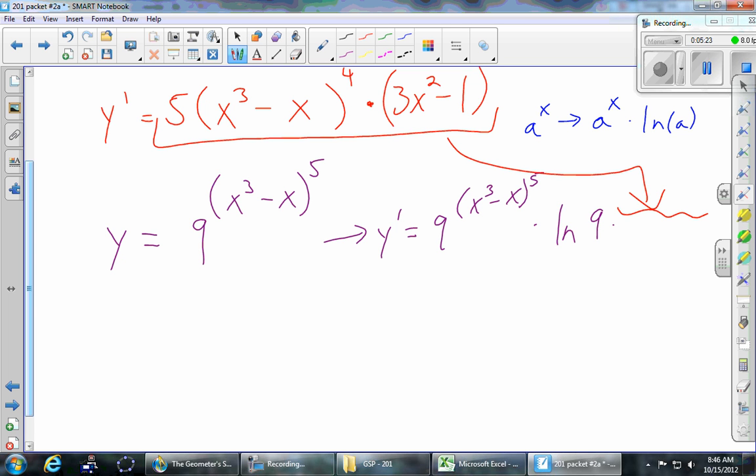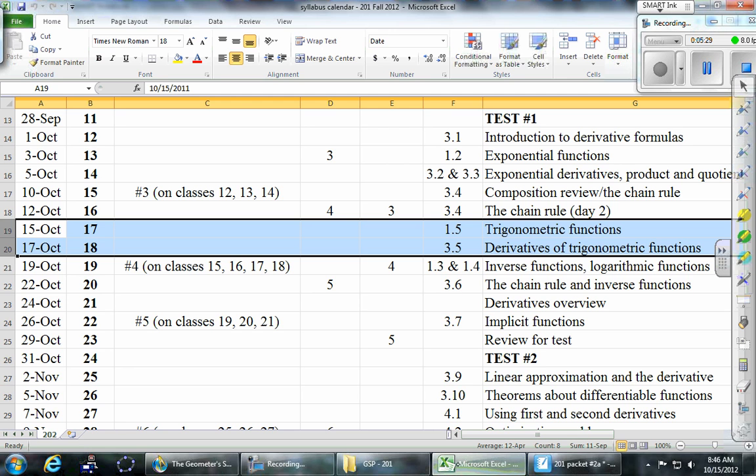So again, I think we're on page 19. Open to page 19 if you're not there already. We'll take our look at the calendar. Today, October 15, we have our review of trig functions.